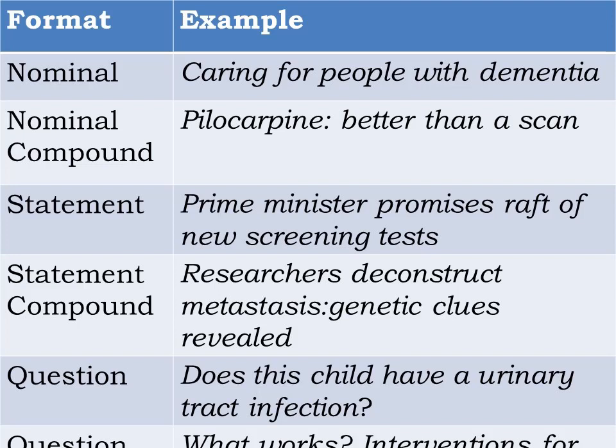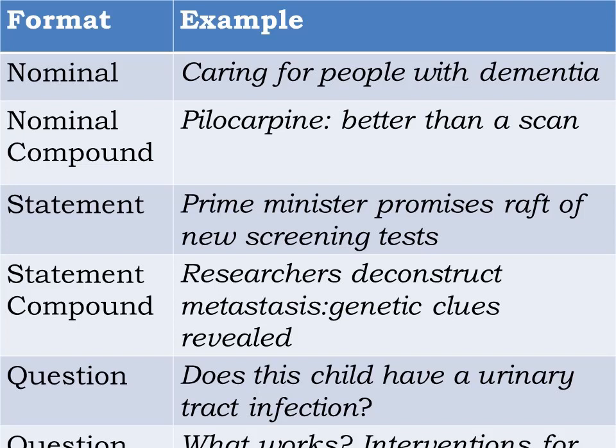These formats are called nominal, also called a phrase, nominal compound, statement, statement compound, question, and question compound. A nominal is just a short phrase rather than a complete sentence, encapsulating the theme of the article. For example, caring for people with dementia. A nominal compound is a series, usually 2 short phrases. For example, pilocarpine, better than a scan.